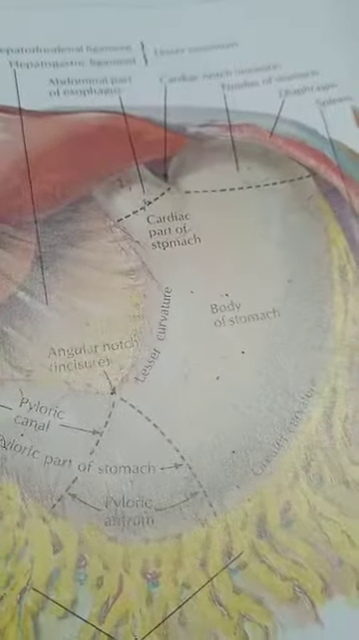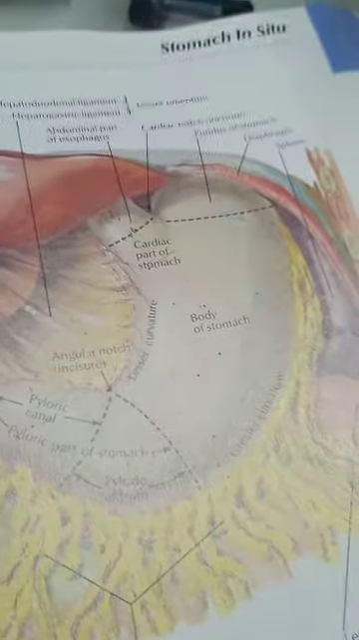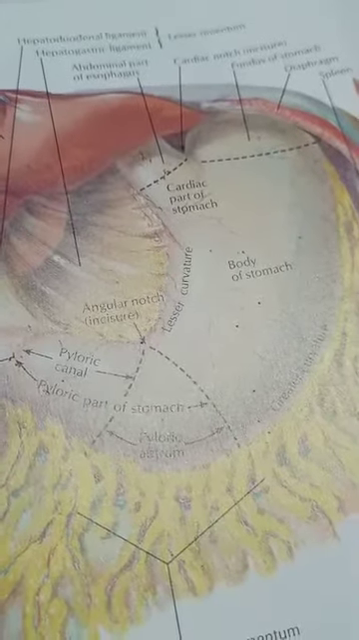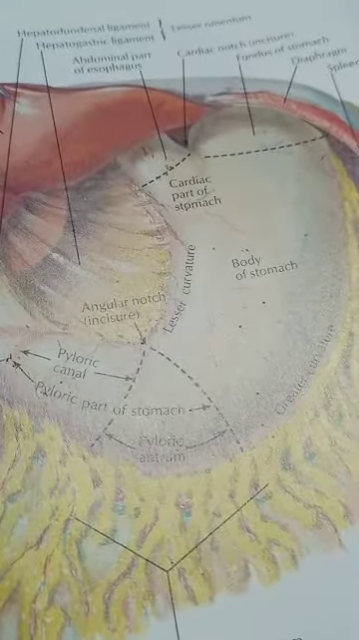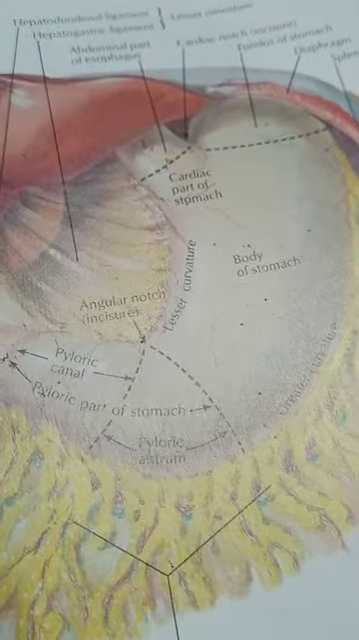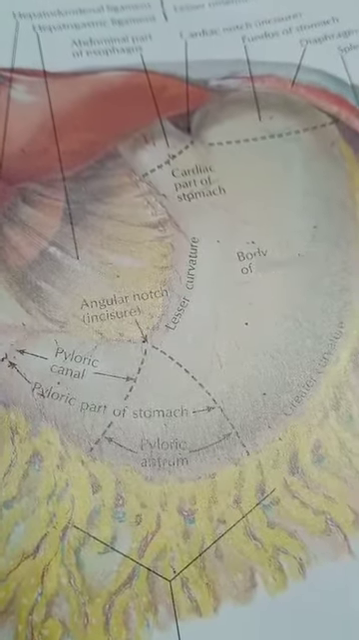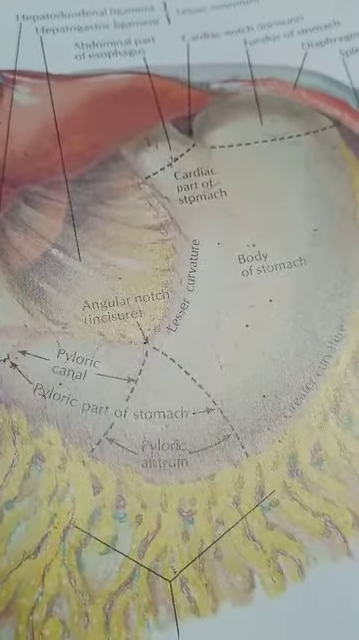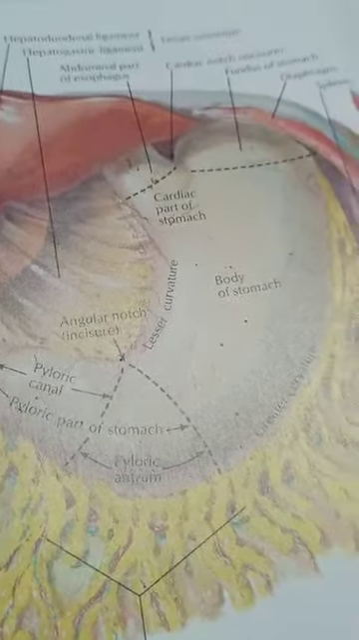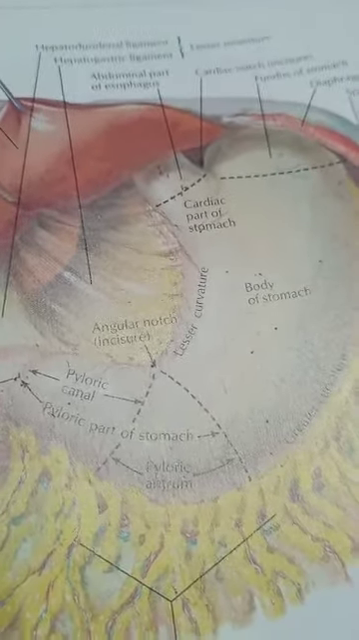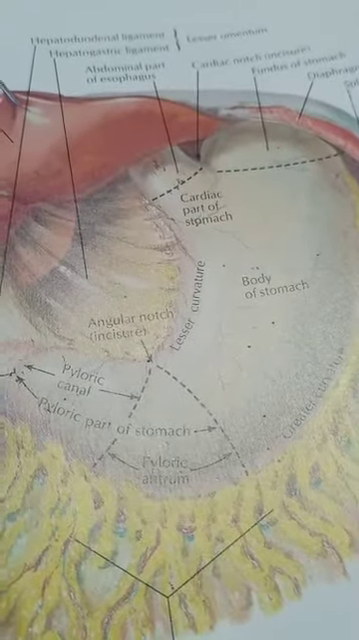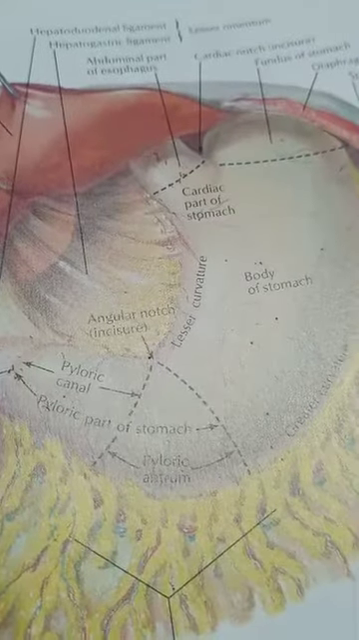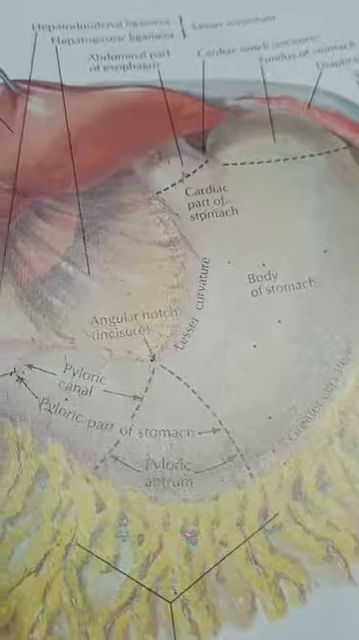Then regarding the nerve supply, the stomach is supplied by both intrinsic and extrinsic nerves. The intrinsic nerves are the myenteric plexus; you will be studying that in physiology. So the myenteric plexus of Auerbach will supply the stomach, and it is also supplied by extrinsic nerves, that is, sympathetic and parasympathetic. The sympathetic branch is from the celiac plexus and the parasympathetic is by the vagus. So this is the nerve supply of the stomach.